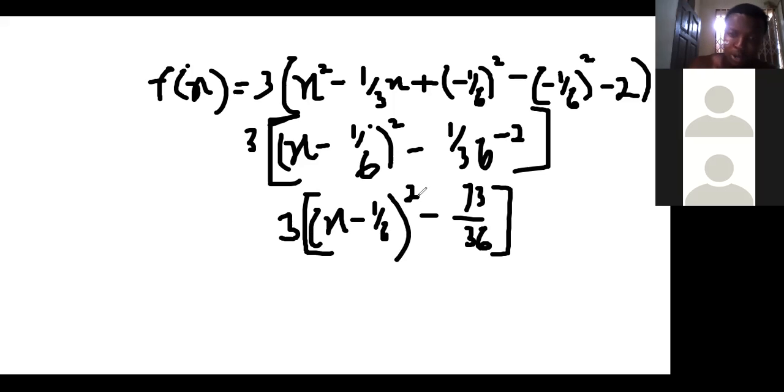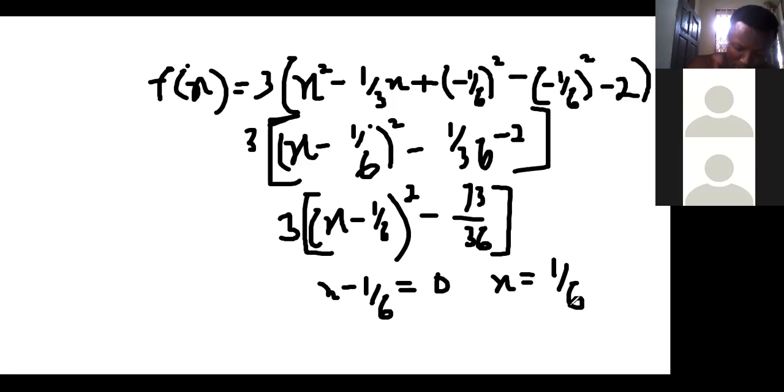All squared. So this is what we are going to get. Now, after getting this, what we want to find is the least value. We are going to find for x. So when we are going to find for x, we take the one in the bracket and equate it to 0. So x minus 1 all over 6 is equal to 0. So x will be equal to 1 all over 6.